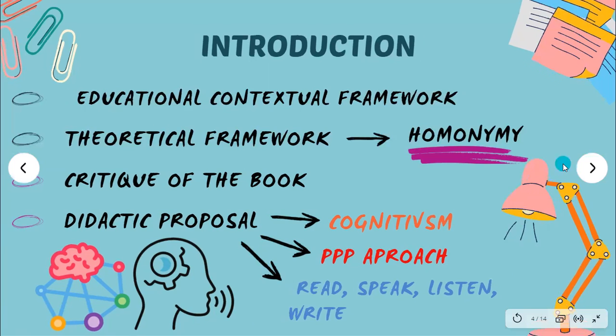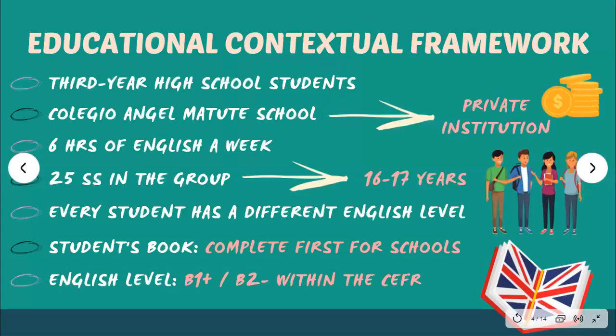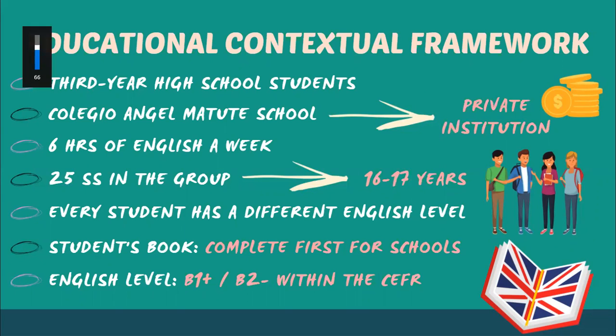So for starters, we have our educational contextual framework. We already talked about them being from third year at Angel Matute Vidal School, which is a private religious educational institution. It's dedicated to the human and Catholic formation of teenagers and children through teaching and multiple social works. This institution has educational levels from elementary to high school, in which they give 6 hours of English a week per every level.